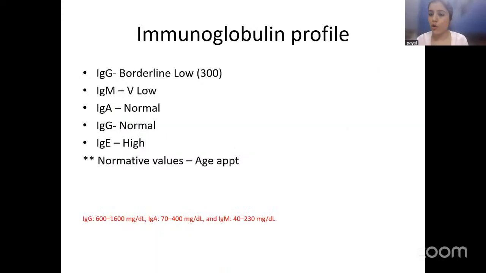Anyways, we got an immunoglobulin profile. The IgG was borderline low, IgM was very, very low. I haven't written the values because remember, there is another point that I want to tell: you have to look at the immunoglobulin profile as per the age. It has to be age appropriate. When you get values from Lal lab or any other lab, they have the adult values. You have to look at the age appropriate values for this immunoglobulin profile. IgA was normal, IgE was a little high, and I have put the adult values, I'm not putting them here.